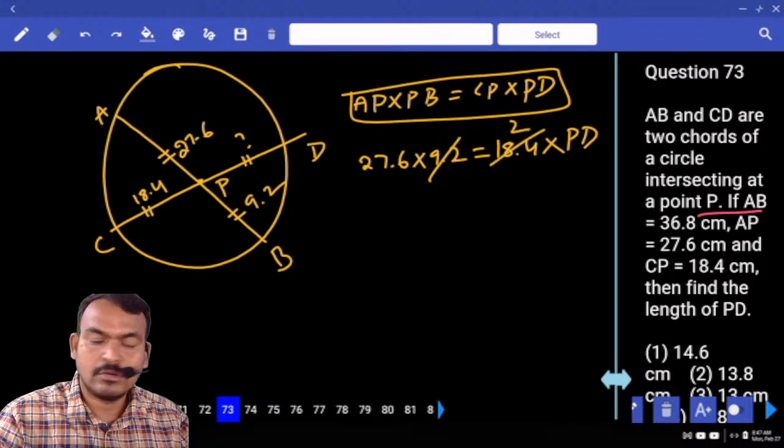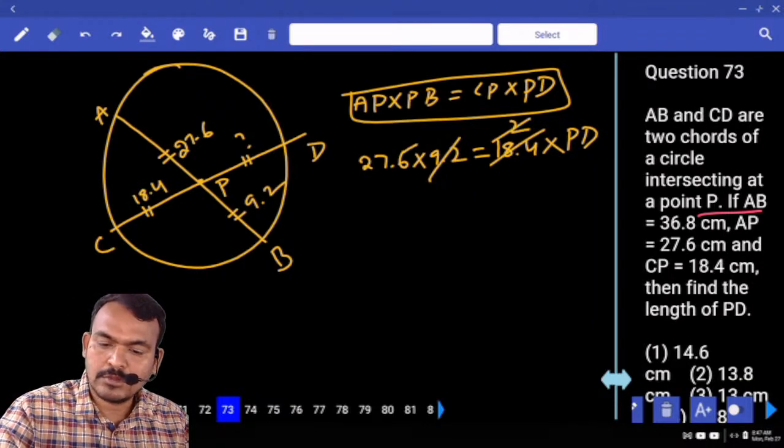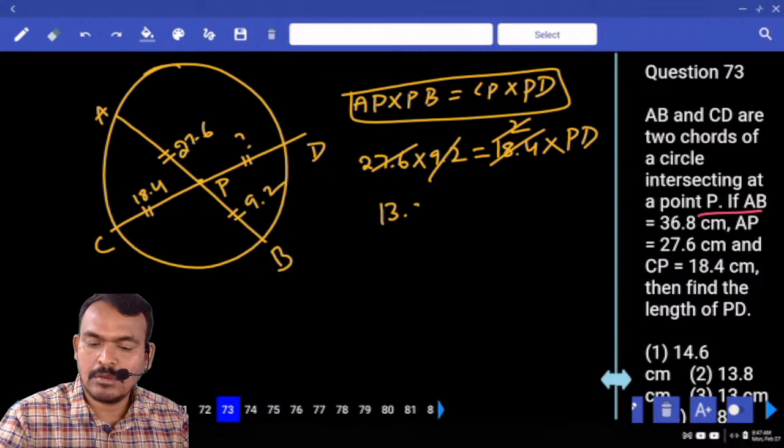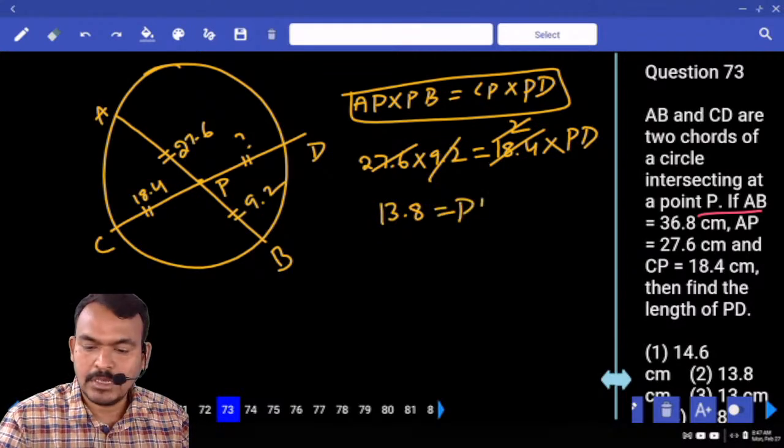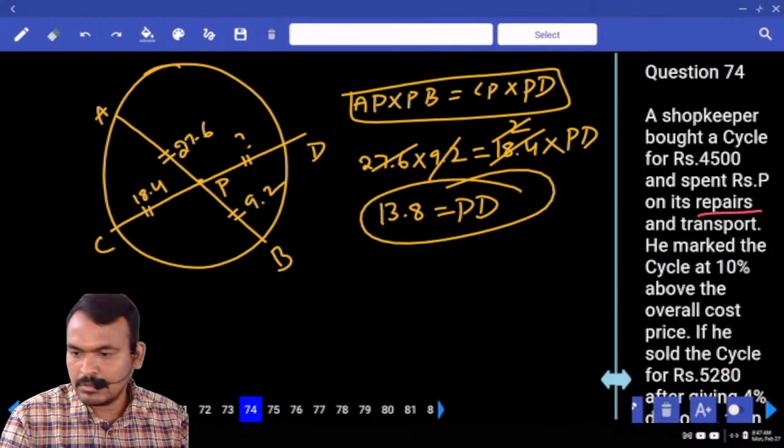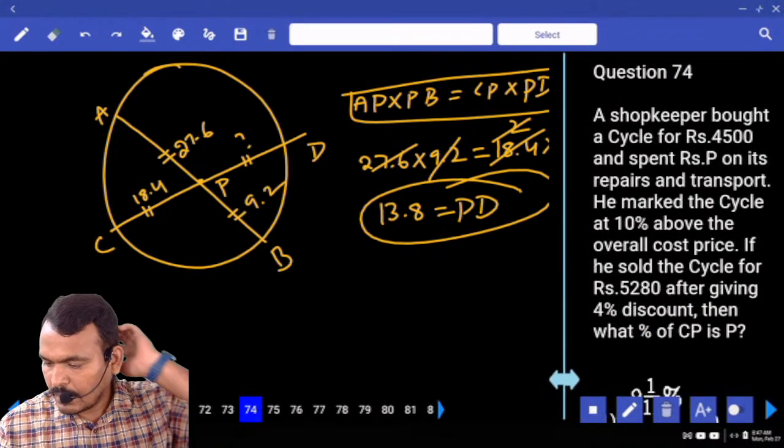9.2 how many times? 2 times, or 2 how many times? 13.8. So PD equals 13.8. Next, 74.